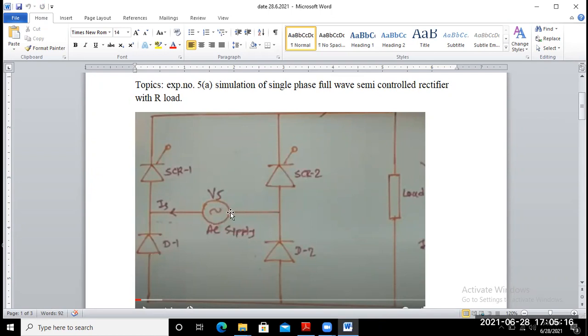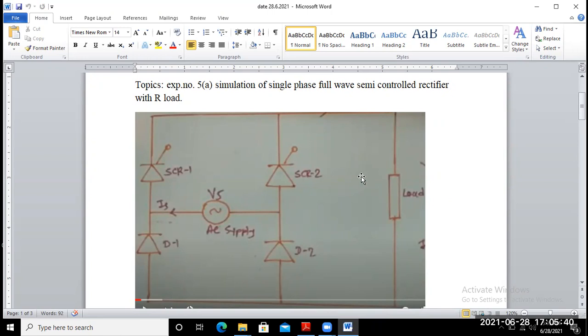And again, same things. That means SCR1, SCR2 numbering, and diode 2 and diode 1. And this is your AC supply voltage source. So the supply current flows through this one, and here is the load. Okay, either you may consider resistive load or RL load or a different type of load. So we are just going to discuss the resistive load right now.